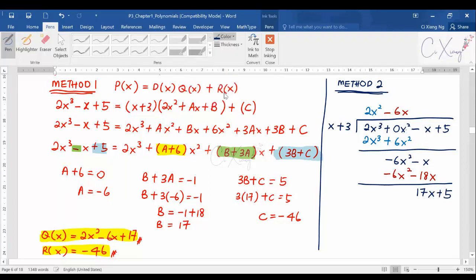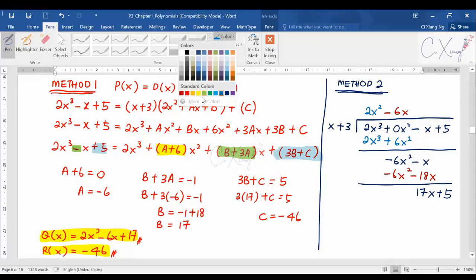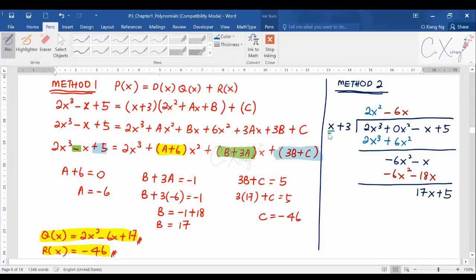For the next term, please refer to the first term again. You have x again, and then refer to 17x. Something multiplied with x to get 17x. So what is the something here? It should be 17. 17 multiplied with x, and then 17 multiplied with plus 3. So 17x is this one, and 17 multiplied with 3 gives 51.